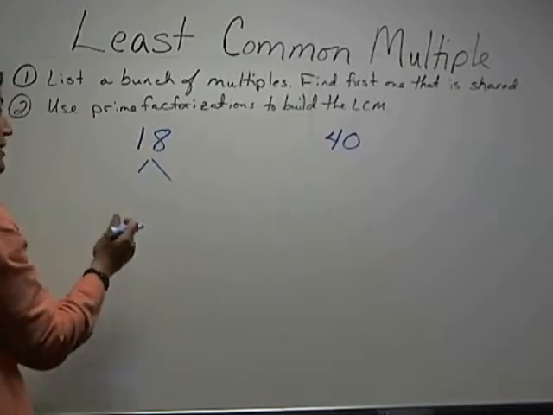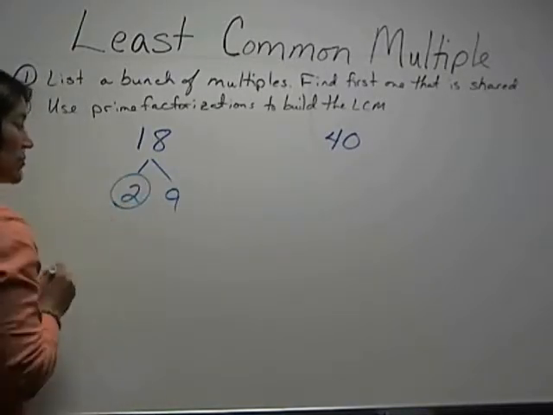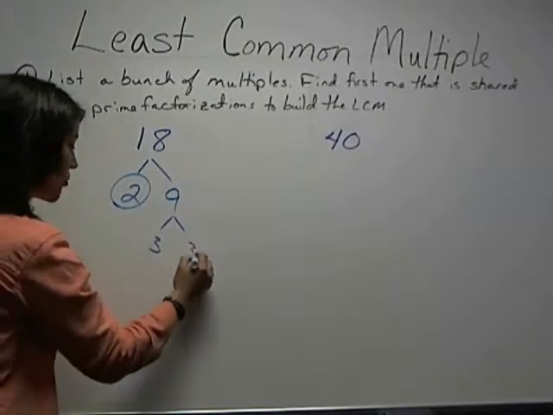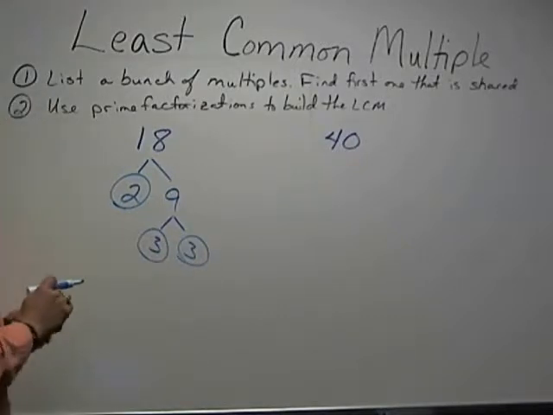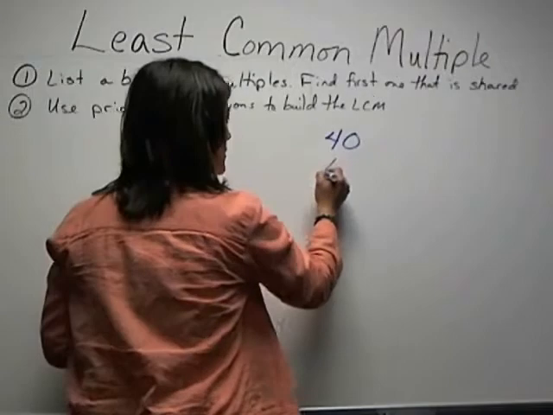So two numbers that multiply to 18, we like to go 2 and 9. 2 is prime, so we're all done with that branch, but 9 is not. We can break that down into 2 more branches of 3 times 3. Those are both prime, so we're done with our 18. Do the same thing with our 40.